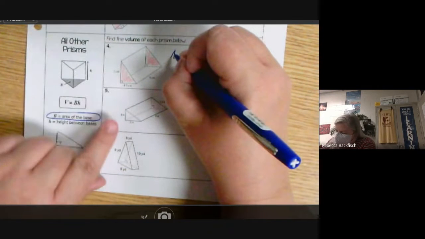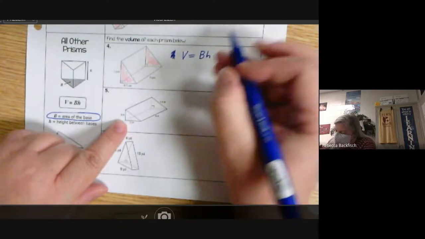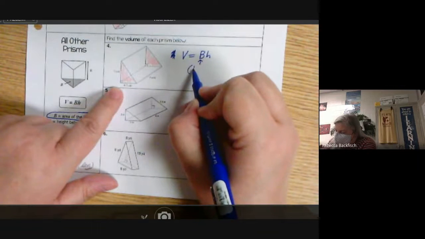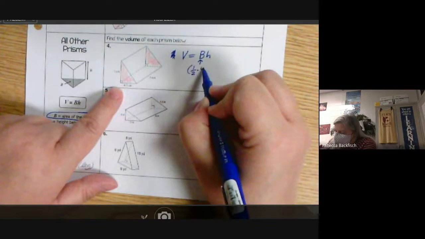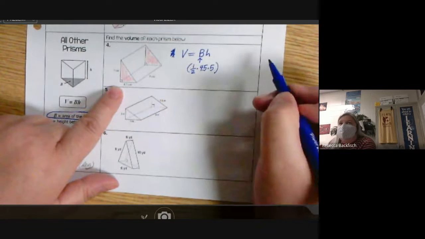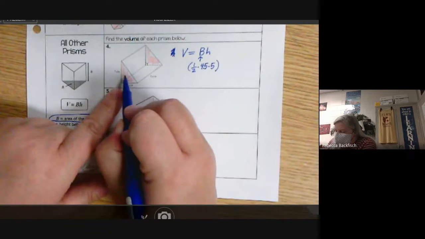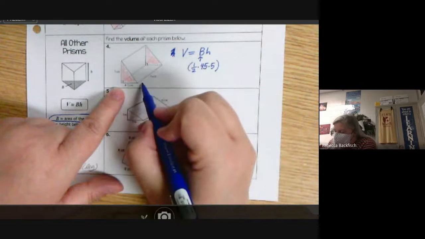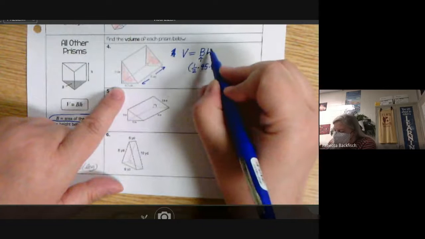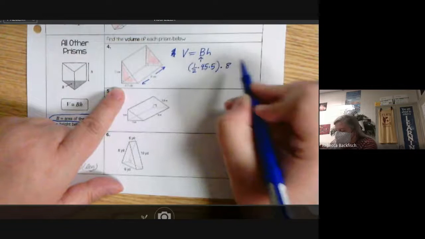So, sorry, I don't need to write that. I need to write V. Now remember, capital B stands for area of the base. In this case, that's 1/2 times the leg times the other leg, 1/2 base times height. Now we still have the height of the whole prism. That's what this H is, the height of the whole prism. So that's times 8.